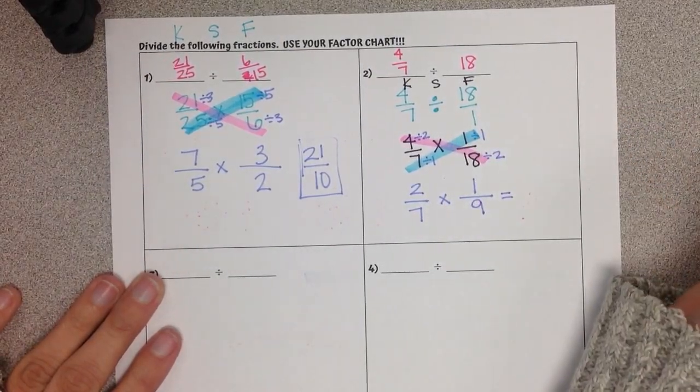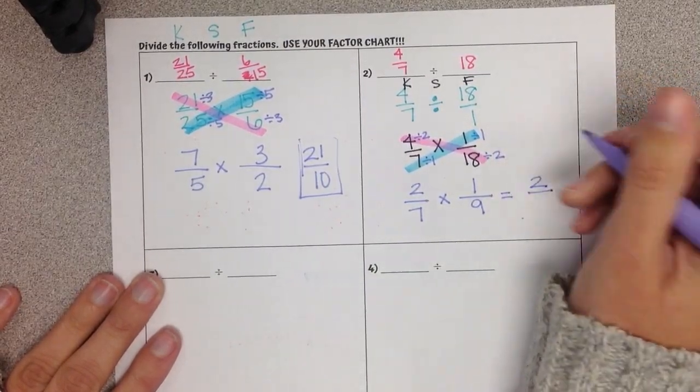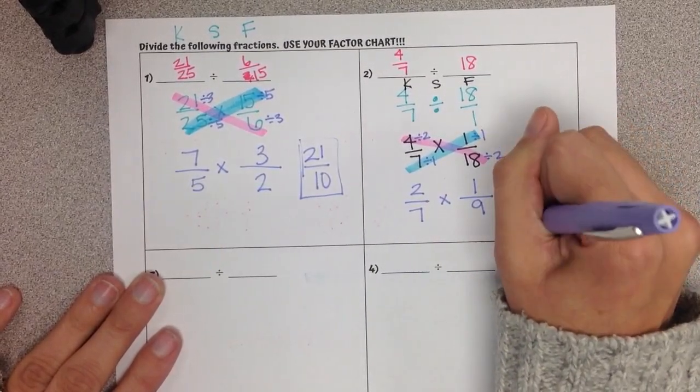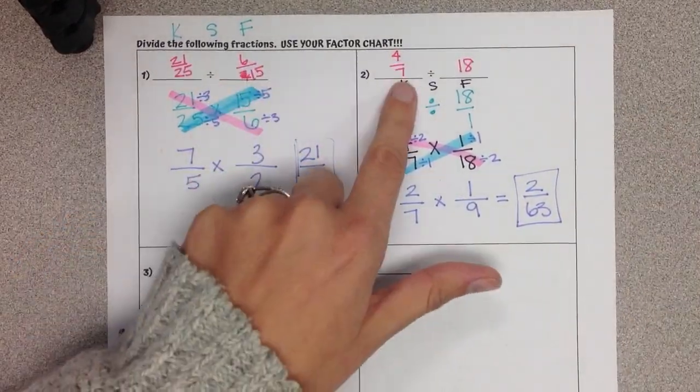Now that we've simplified, we can multiply across. 2 times 1 is 2. 7 times 9 is 63. So we did a fraction and a fraction and a whole number. Let's look at some mixed numbers times mixed numbers.